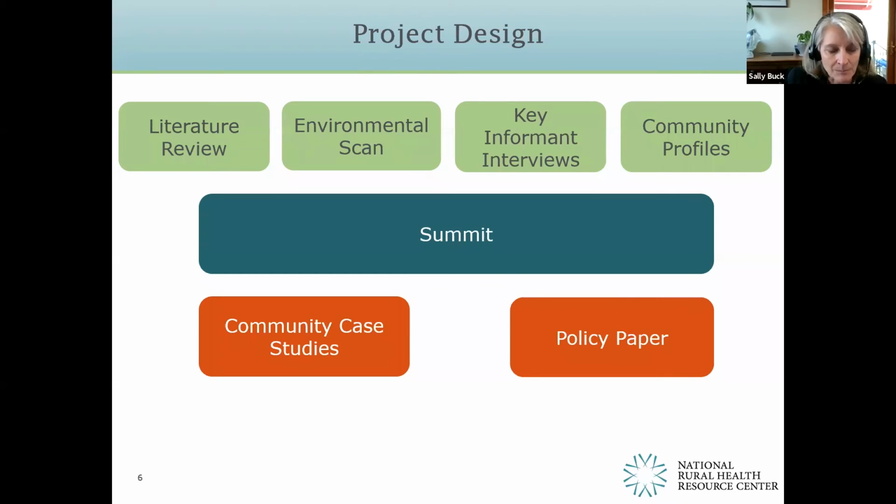Finally, the summit is when we're bringing together all of the subject matter experts to gain their perspectives and insights. Then we'll be modeling and interpreting the findings from the summit into case studies from those 4 community profiles to understand what policy opportunities there are, and finally have a final policy paper with all of the findings and recommendations from the group.